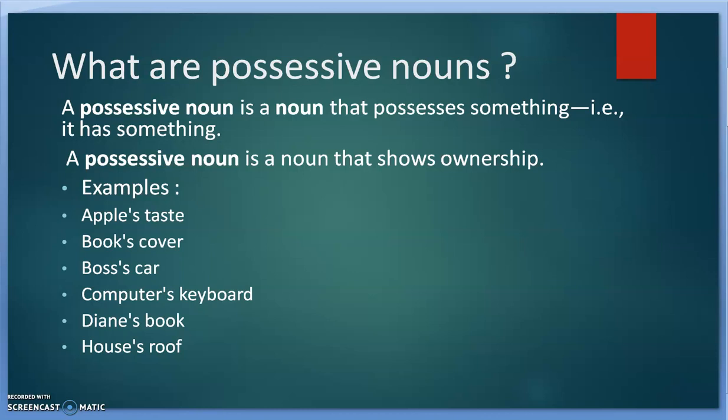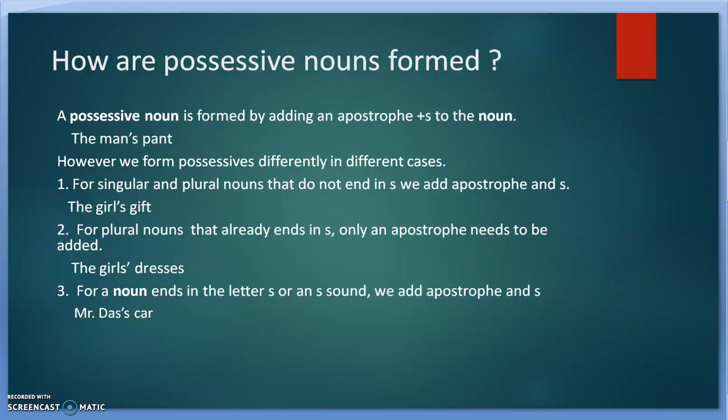Now you must have got an idea how we form possessive nouns. Yes, by making use of an apostrophe as well as an S. Now let us see in detail. A possessive noun is formed by adding an apostrophe plus S to the noun. The man's pant. Here this pant belongs to the man, and in order to show that we have used an apostrophe and S.